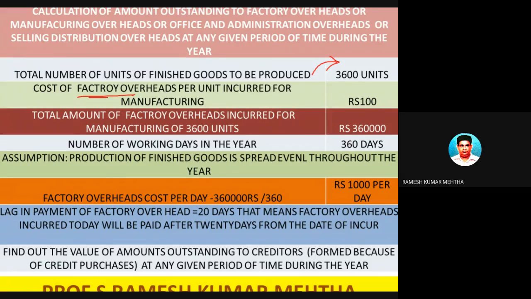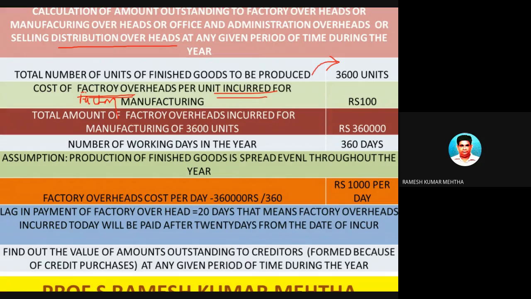Now here, look here. Cost of factory overheads per unit. If you want to manufacture 1 unit of finished good, what is the factory overhead per unit? In the similar way, if you are asked to find out office and administration overhead, cost of office and administration overheads per unit incurred for manufacturing. If you are asked to find out selling and distribution overheads, in the formula replace it with cost of selling and distribution overheads per unit.